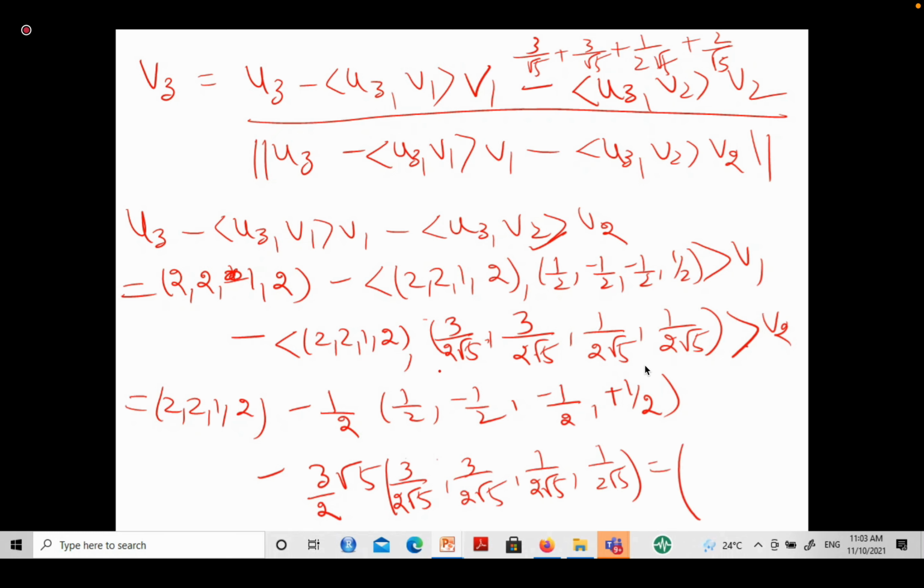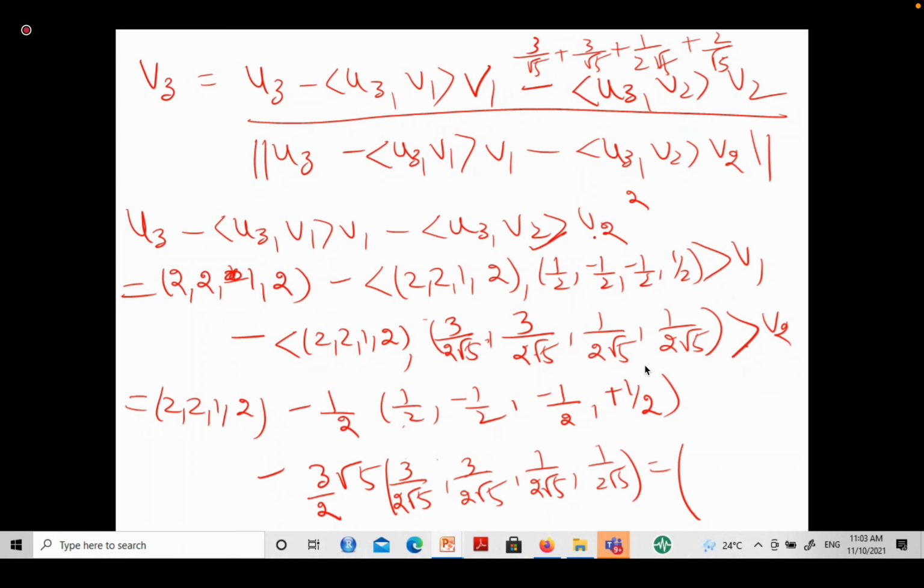Okay. Please evaluate this. 2 minus 1 by 4. What is 2 minus 1 by 4? 7 by 4. And here root 5 cancels, minus 9 by 4.